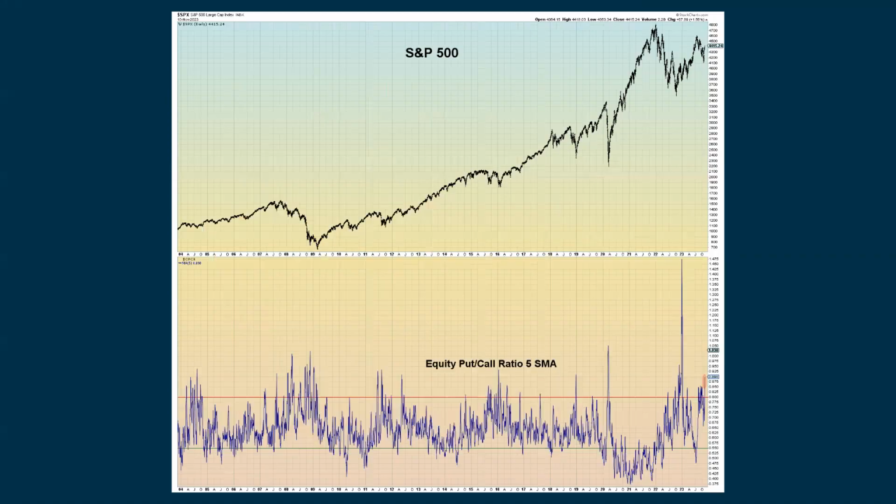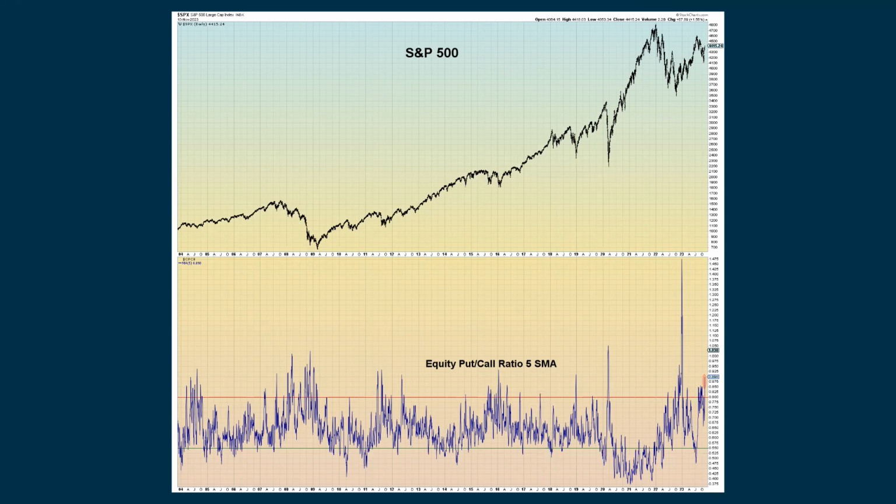Then I have been showing this chart, but in a shorter version. This is a 5-period simple moving average of the equity put call ratio. This measures how many puts are being purchased when compared to calls, okay? And people use puts to hedge.